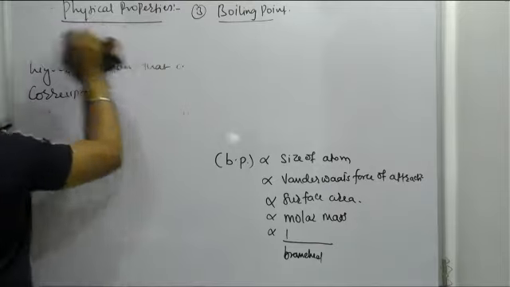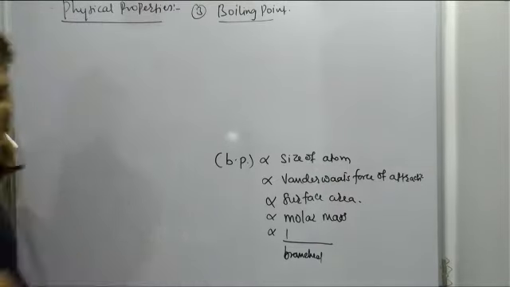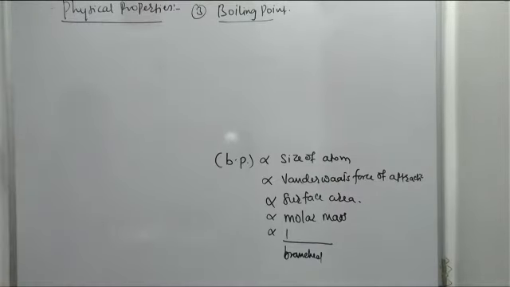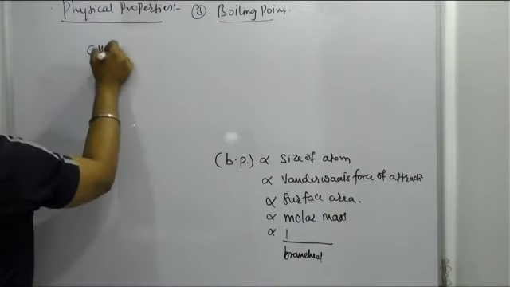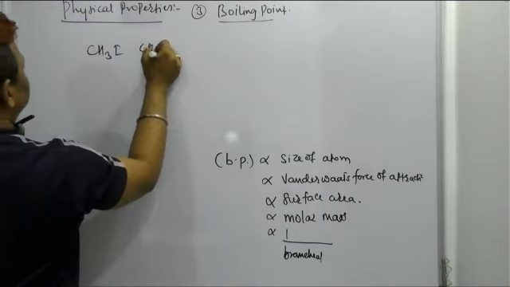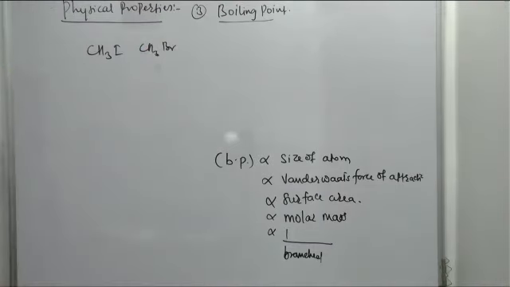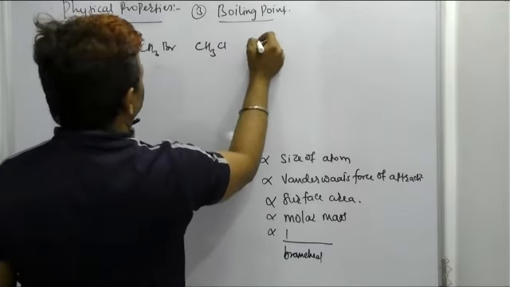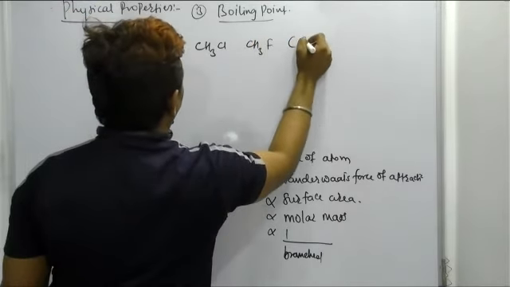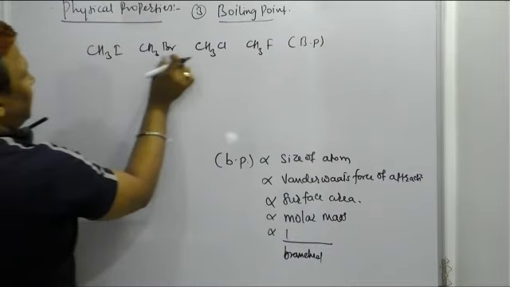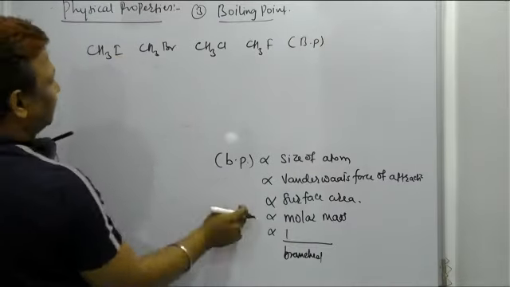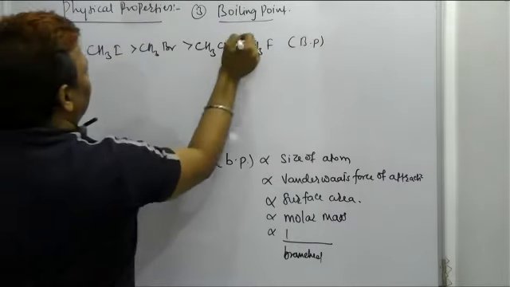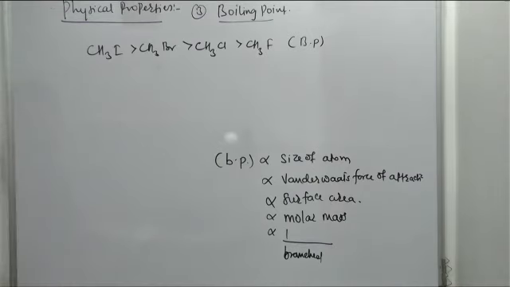See here now, I want to draw examples. We have some compounds: CH3I, CH3Br, CH3Cl and CH3F. Get the boiling point order. R is the same, and iodine has the greater molar mass. This is the order of boiling point. Clear? Very good, beta.